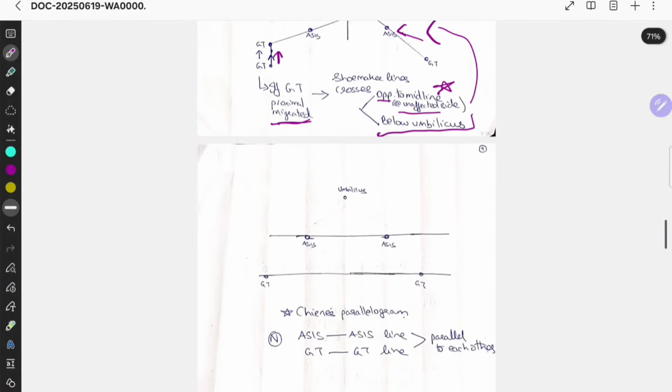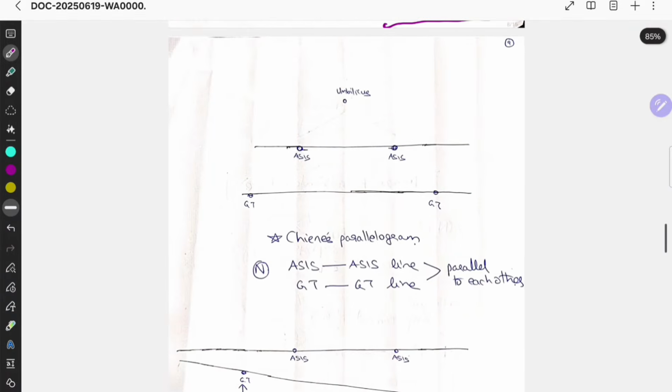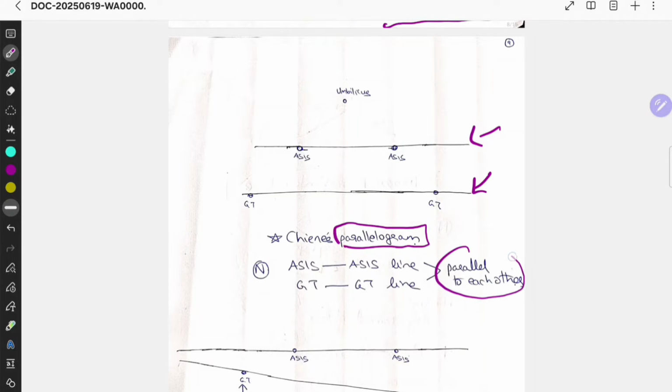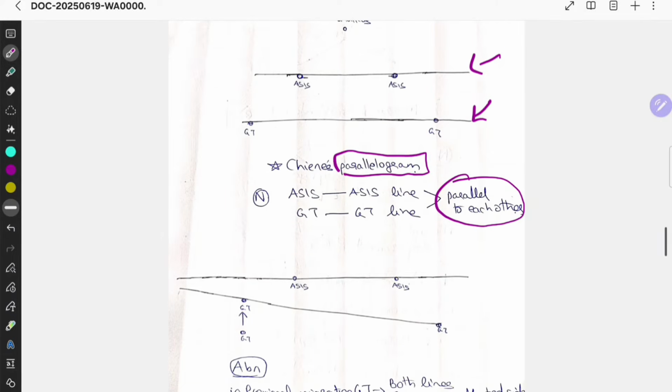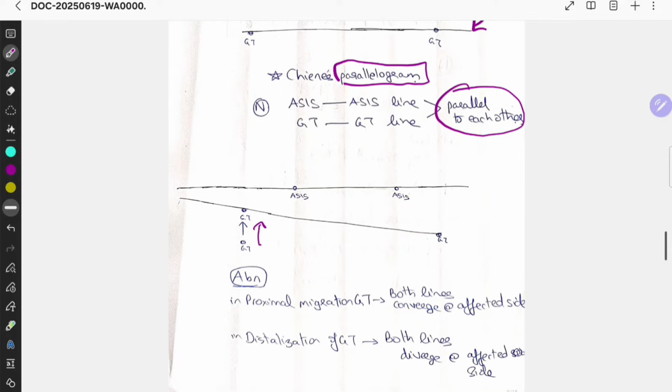Okay, so moving forward, what is Chiene's parallelogram? Very simple, the name itself suggests parallelogram. You join a line joining both the anterior superior iliac spines, and a line joining both the greater trochanters. Normally they should be parallel to each other. But whenever there is proximal migration of greater trochanter, as you can see in the diagram itself, it is converging over here. Both are not parallel.